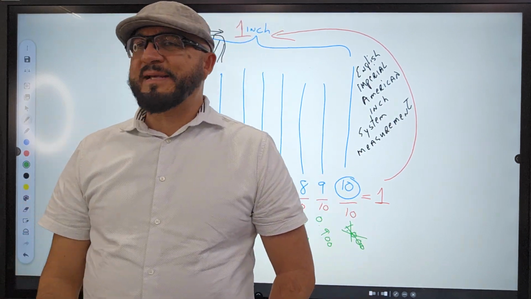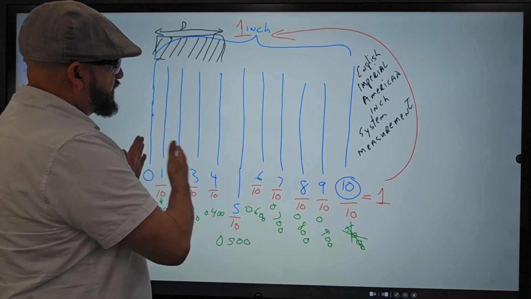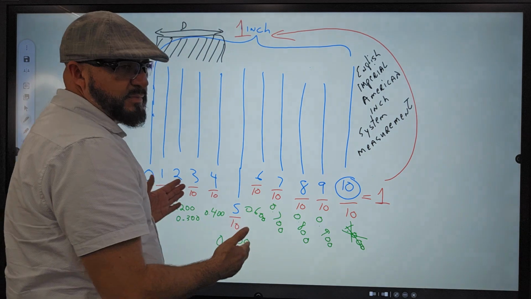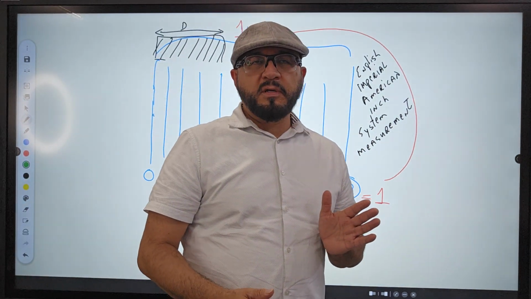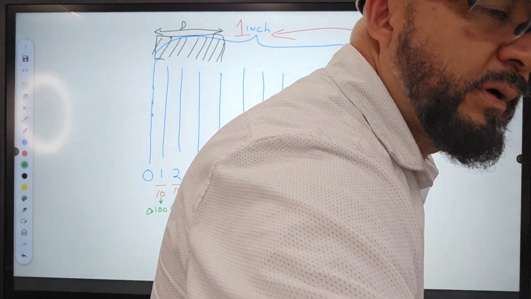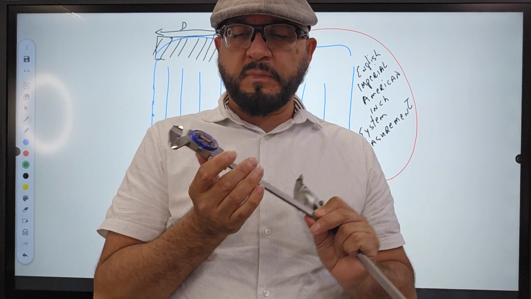All right, welcome back. Last time we were talking about scales and how to divide the inch into 10 different divisions, and that can be applied for the micrometer. And also, in this case, we're going to first talk about the dial caliper. And the first dial caliper that we showed is this one.